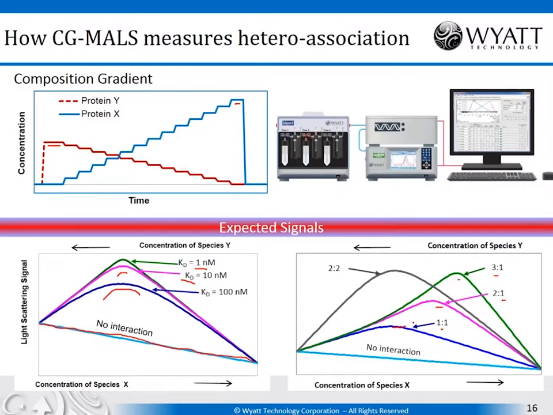If we were to have, for instance, formation of a 2-to-2 complex, it would peak at the same position as the 1-to-1 complex, but it would have twice the light scattering because it has twice the molecular weight. So that's how we can actually distinguish between complexes that have the same ratio but different absolute stoichiometries.